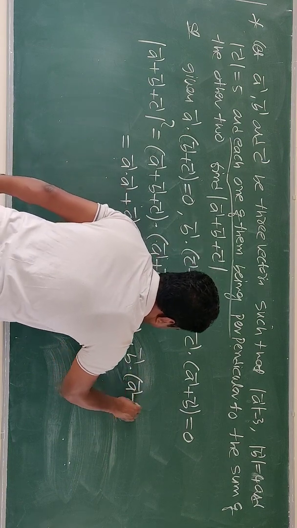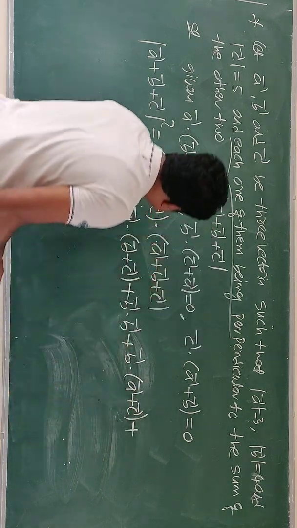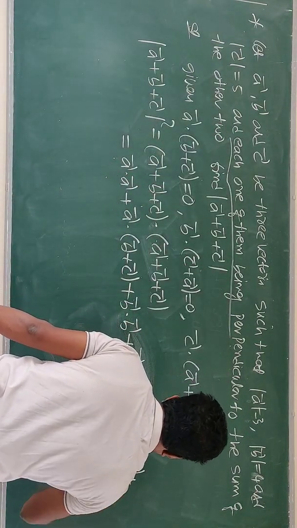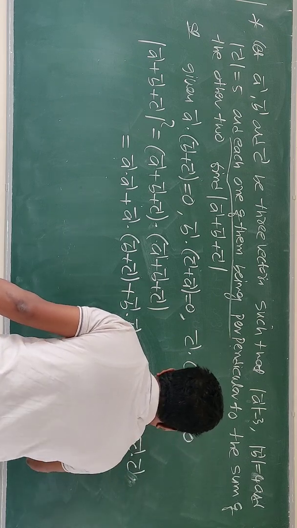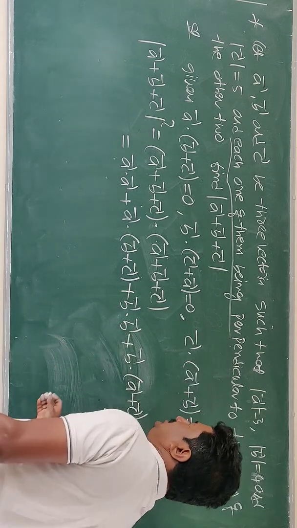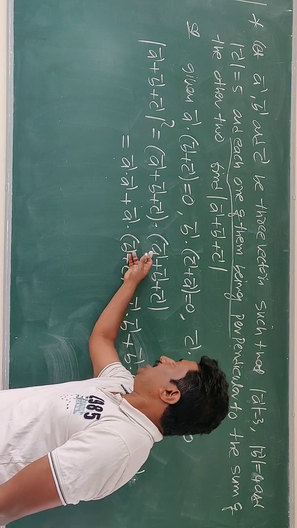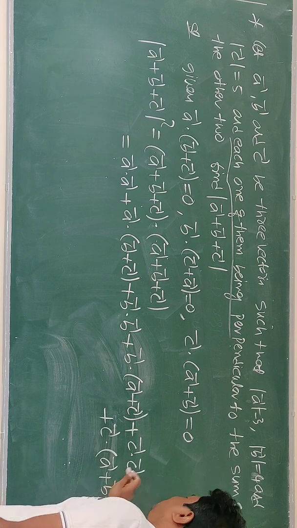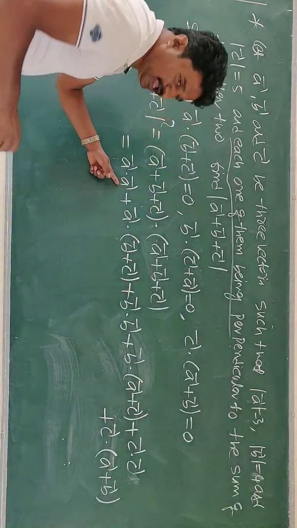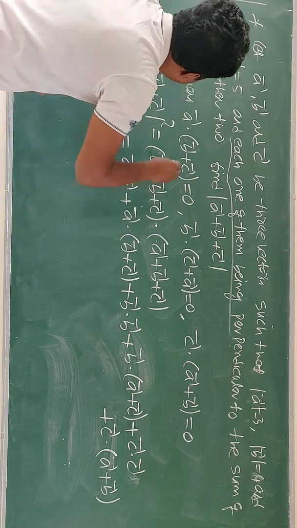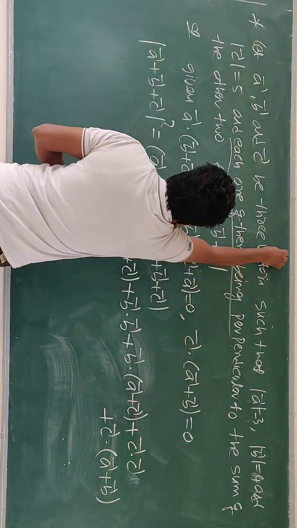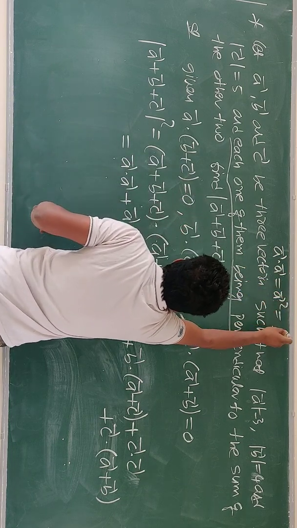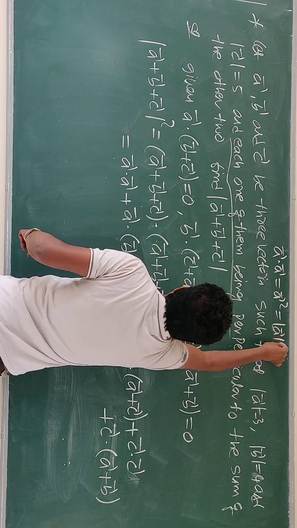B dot A plus C plus next similarly C dot C plus what? C dot A plus B. Now it is so easy, students. What is A dot A? A square. A square means magnitude of vector A whole square.